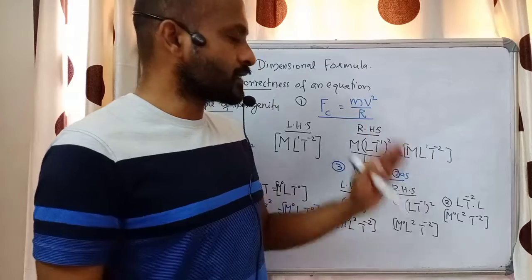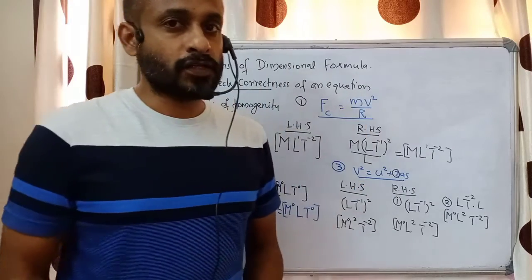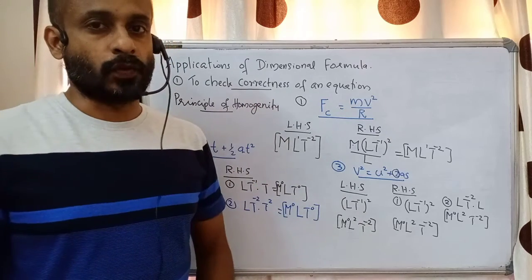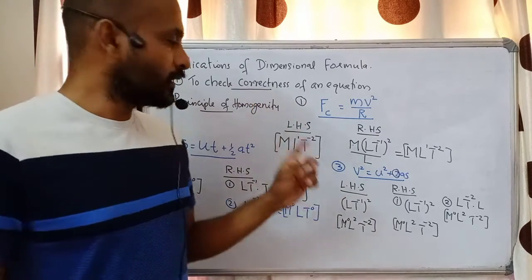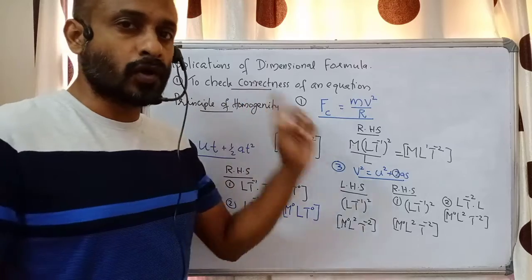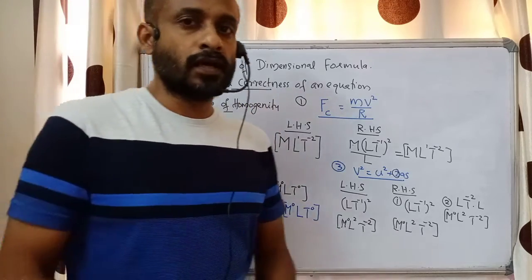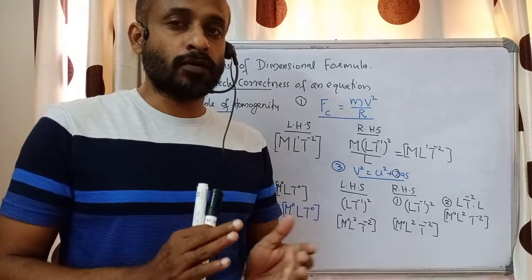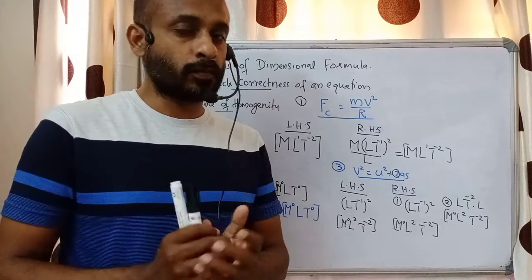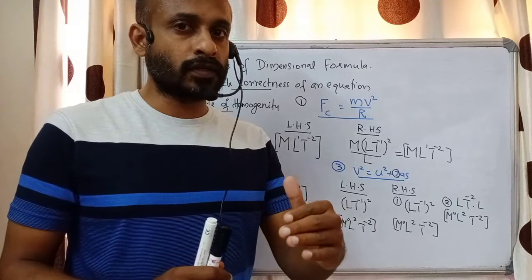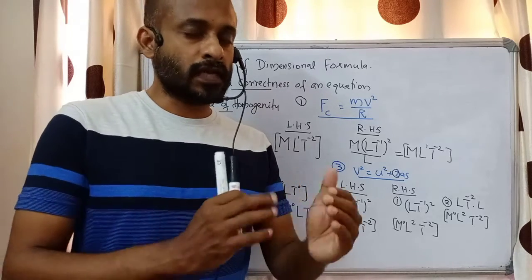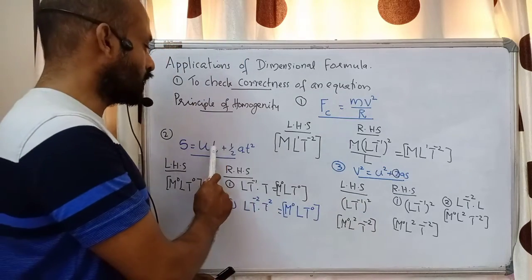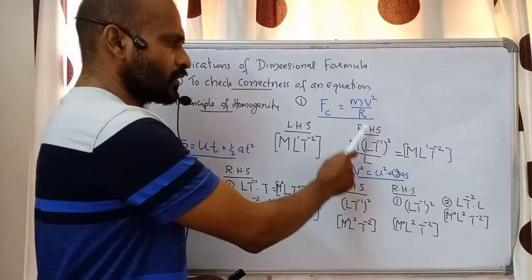So we have seen three examples to understand the first application of dimension formula, that is to check the correctness of an equation. One thing you have to remember here is an important principle known as the principle of homogeneity. An equation is correct only if the dimension formula of each term of the equation on the right side and left side is the same. If there are many terms on the right side, each term should have the same dimension formula. That we have seen in these equations. There are two terms on the right side. Here also two terms. Here only one term.